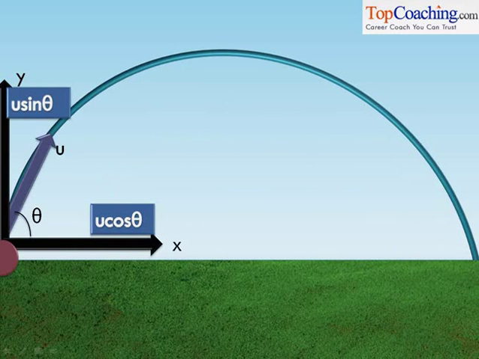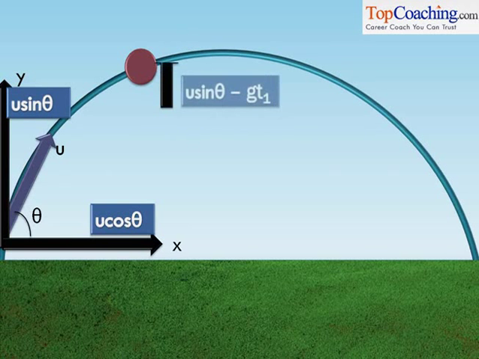What about the vertical direction? We can similarly apply the equations of motion in the vertical direction. In the vertical direction, the initial velocity of the projectile is u sine theta. However, the acceleration due to gravity is acting in the vertical direction. So u sine theta does not remain constant. It changes as the projectile moves along its path.